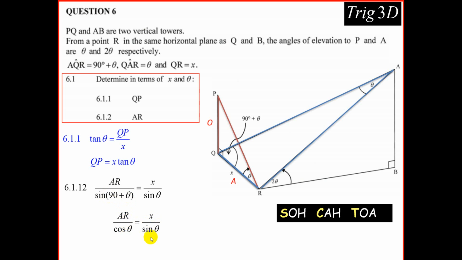We can cross multiply, and we're going to get AR sine theta is equal to x cos theta. Remember, the question is to find AR. So we'll divide both sides by sine theta. And if we do that, we get x cos theta over sine theta. And some of you may want to write this down as x over tan theta. We'll accept that as well.